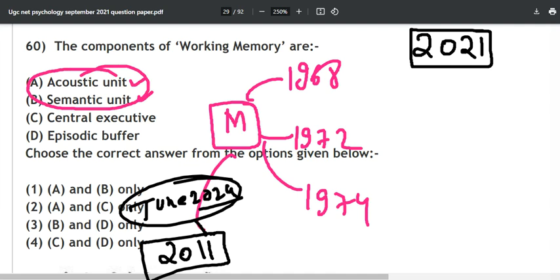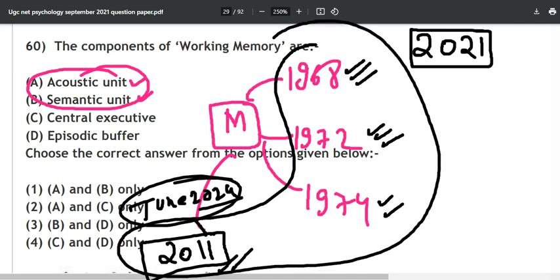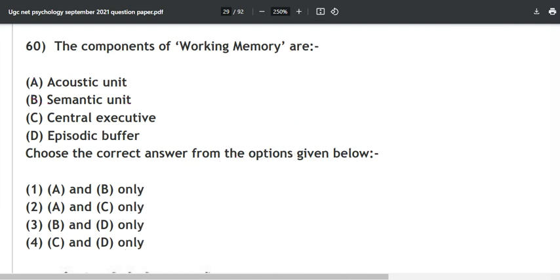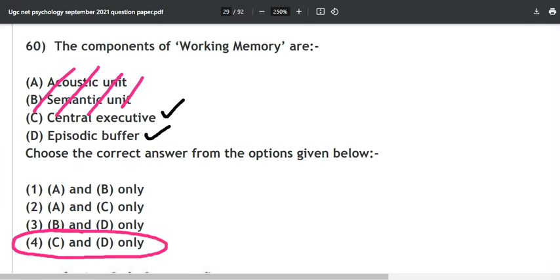So the components of working memory are, first of all, try to recall this. Who gave this model in 1968? Who gave it here, and who gave it there? If you are able to recall, then you are continuously following this series and you are good to go. You will never miss a question. Now, these two are not the answer. The correct answer is central executive and episodic buffer. C and D is the correct answer. Pretty easy.